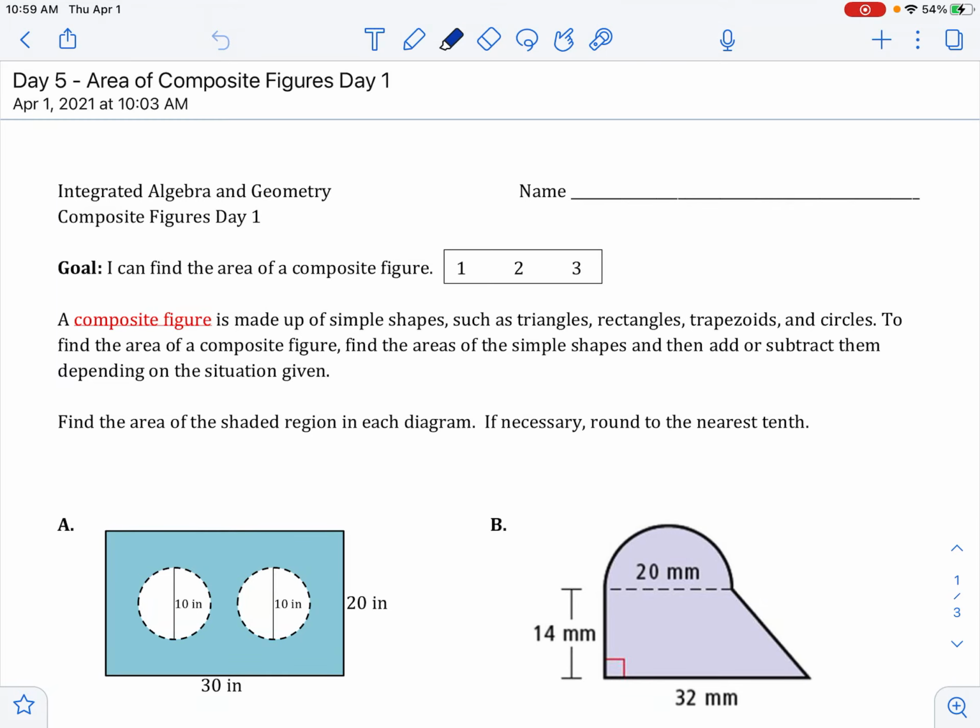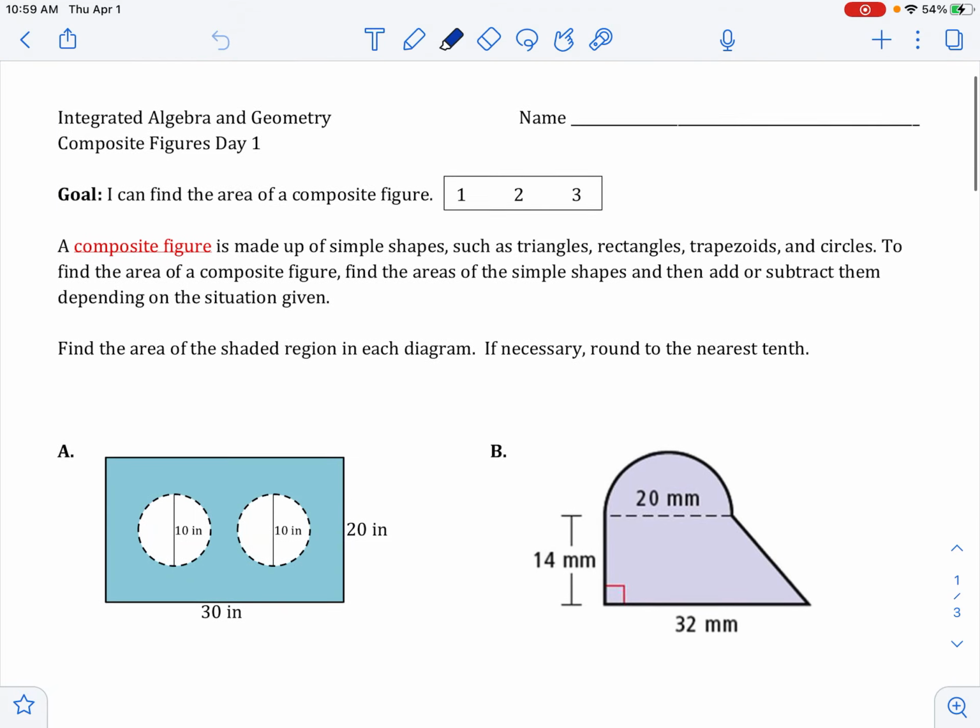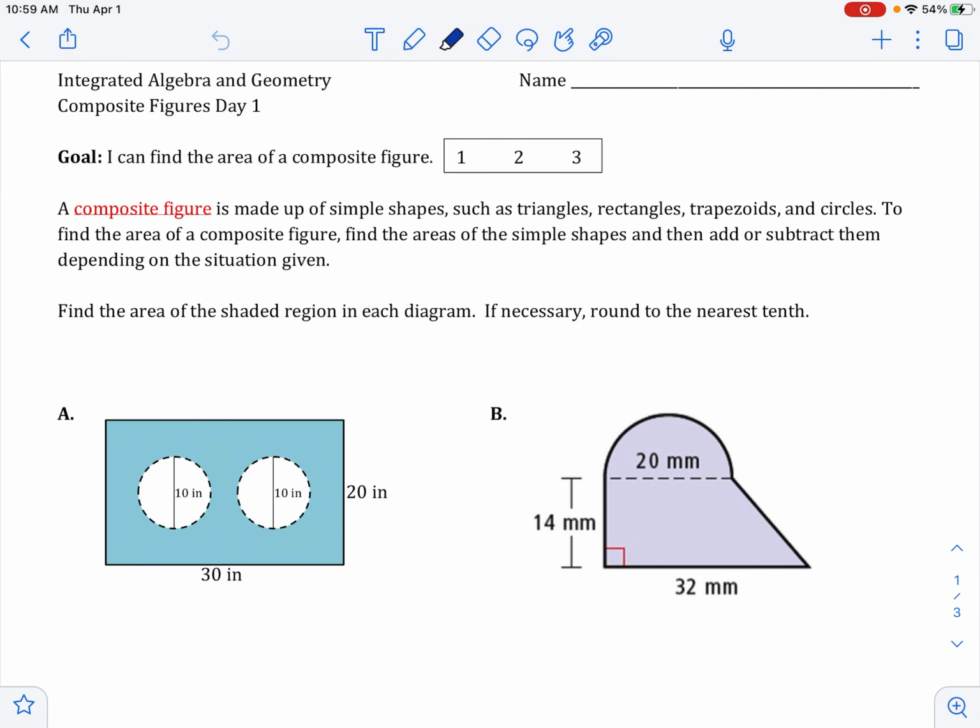All right, so this is on area of composite figures. Our goal for today is I can find the area of a composite figure. Let's talk about the definition. A composite figure is made up of simple shapes such as triangles, rectangles, trapezoids, and circles. To find the area of the composite figure, you're going to find the area of the simple shapes and then add or subtract them depending on the situation given.